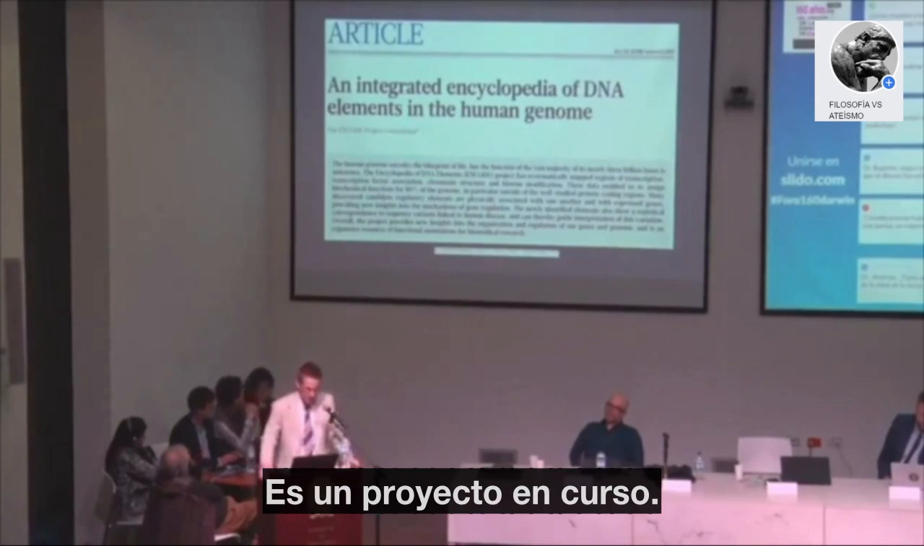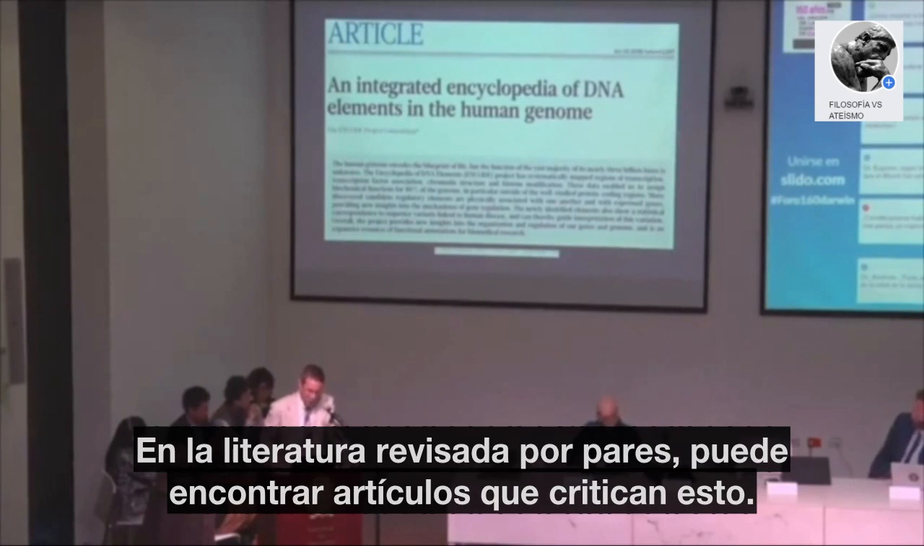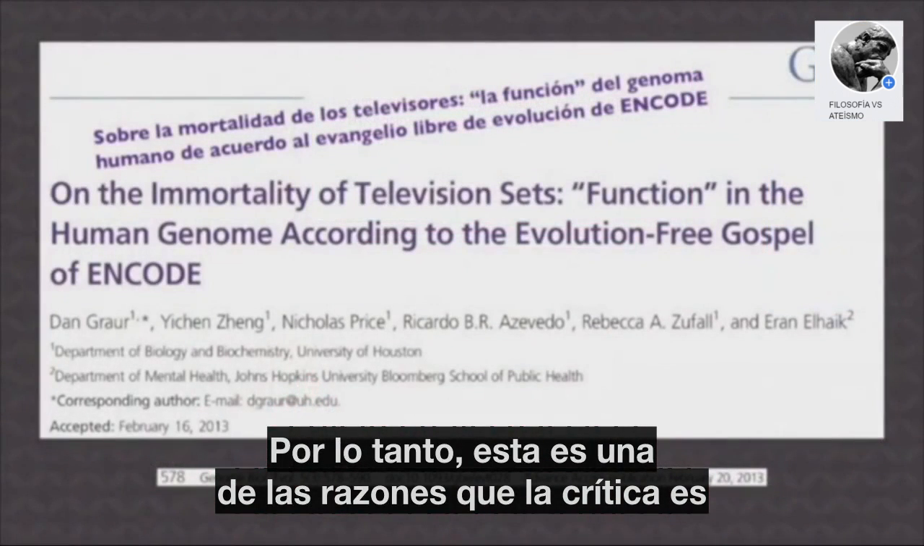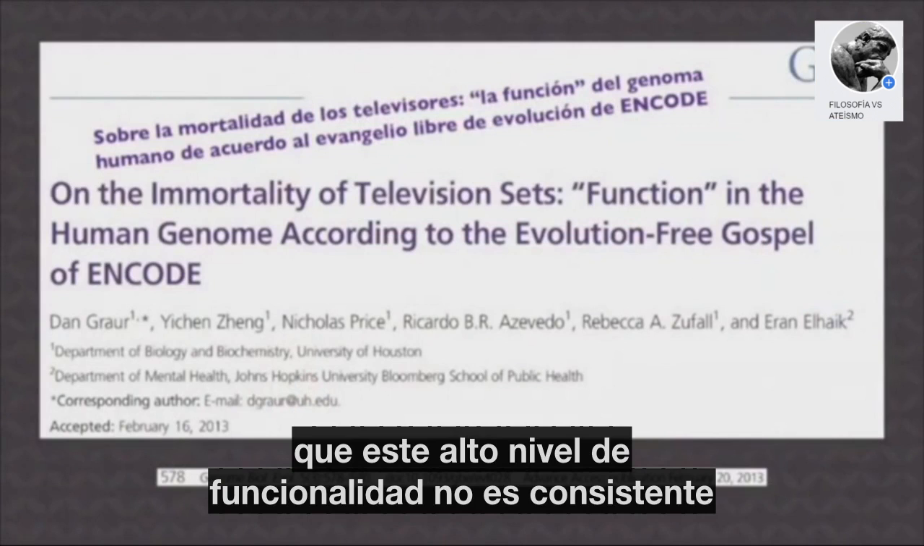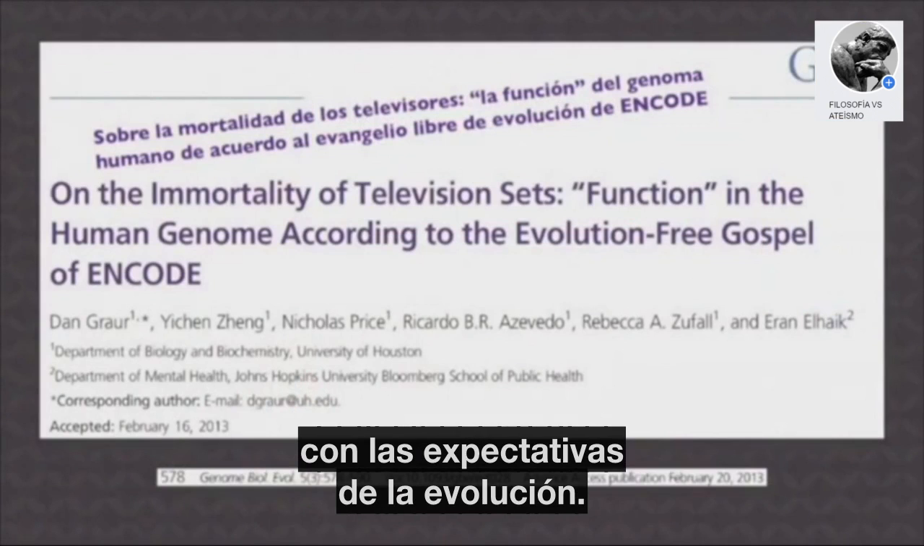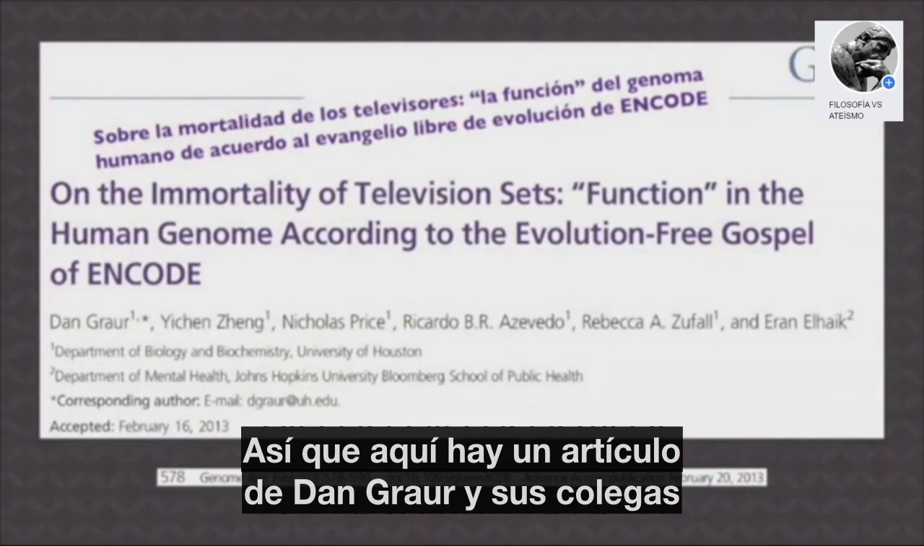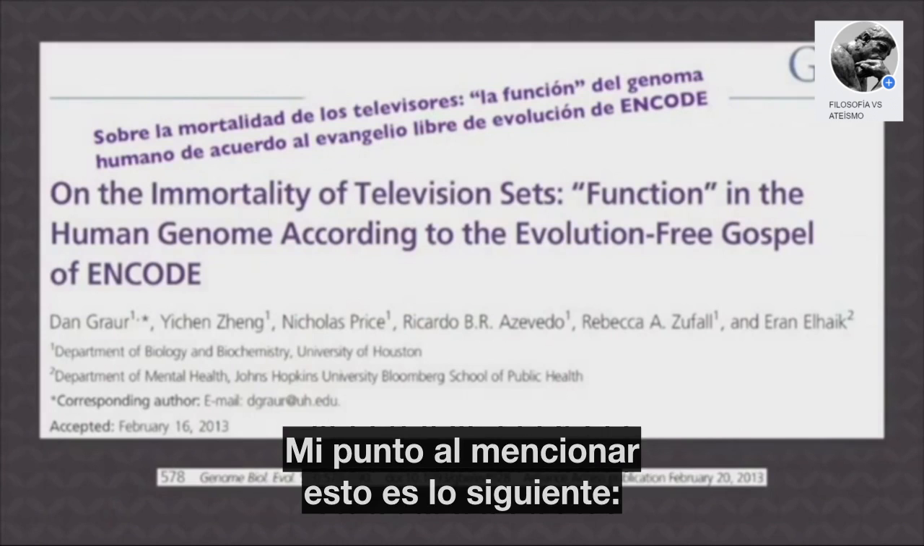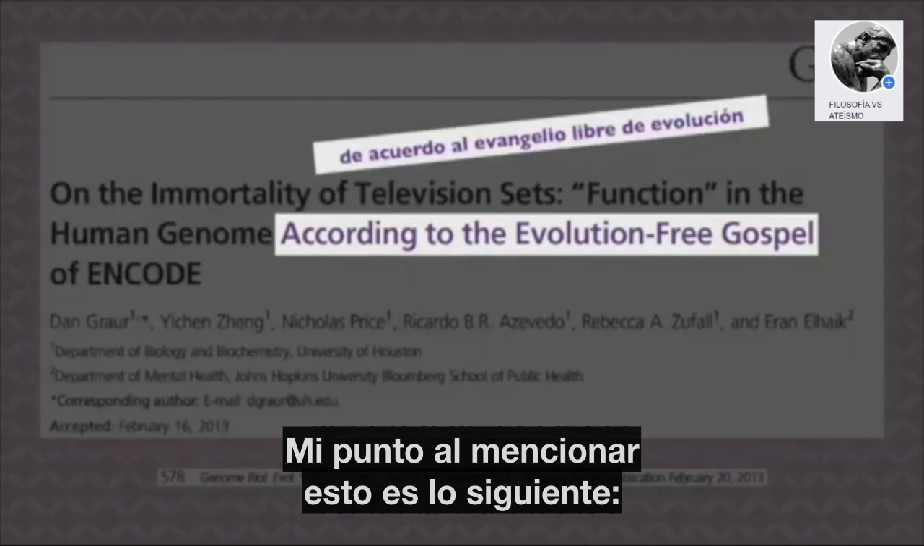It's an ongoing project. In the peer-reviewed literature, you can find articles that criticize this. So one of the reasons for the criticism is that this high level of functionality is not consistent with the expectations of evolution. So here's a paper by Dan Graur and colleagues arguing that it must be wrong because it disagrees with evolution. My point in bringing this up is the following.